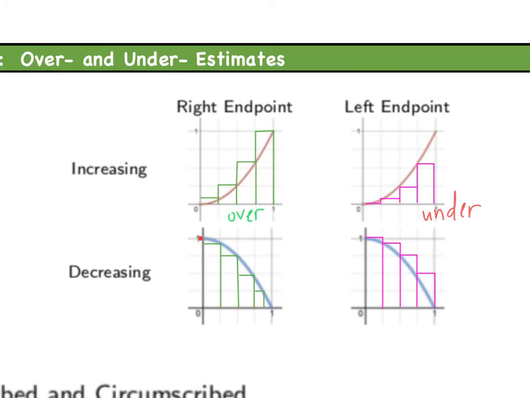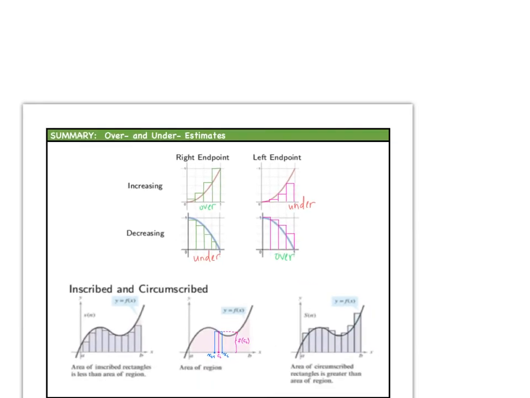Now, if we switch to decreasing using right endpoints, is this going to be an overestimate or an underestimate? Hopefully, you're able to say that this is going to be an underestimate. And then when we're decreasing using the left endpoints, you should notice that we are going to have an overestimate. Okay, so there's something to keep in mind.